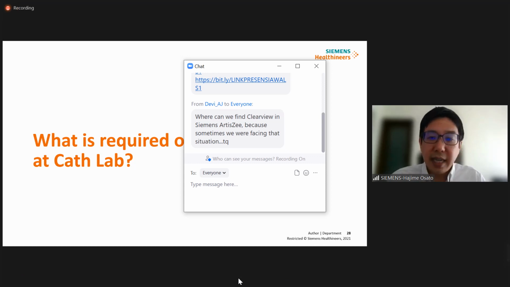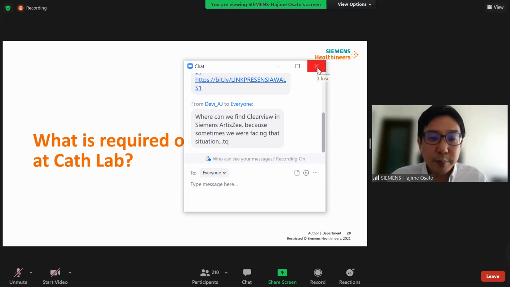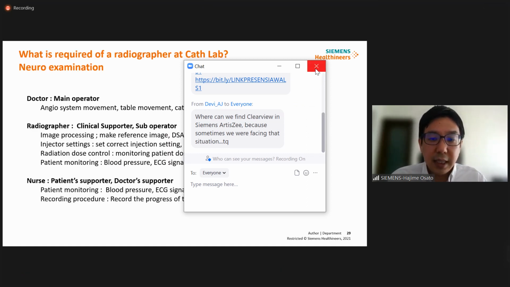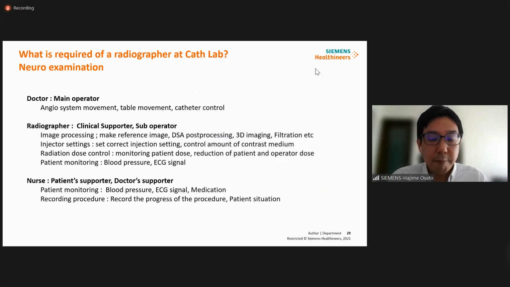So the next topic is what is required of a radiographer at the Cathlab. A bit more detailed jobs. Firstly, I touch on neuro examination. The doctor is the main operator, and should focus on catheterization and system movement. The radiographer supports the doctor as a clinical supporter or sub-operator. Sometimes the radiographer controls the system movement and so on.